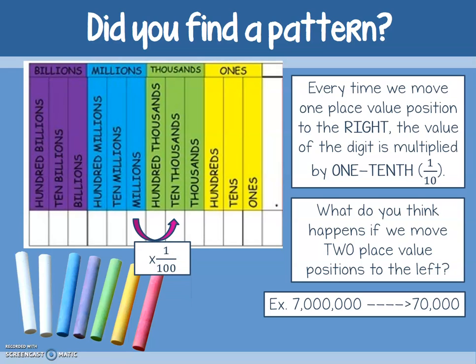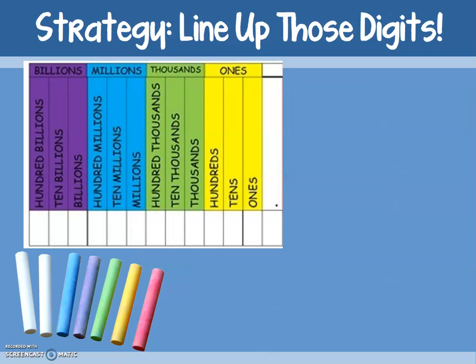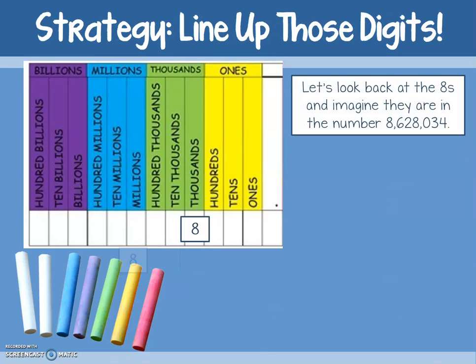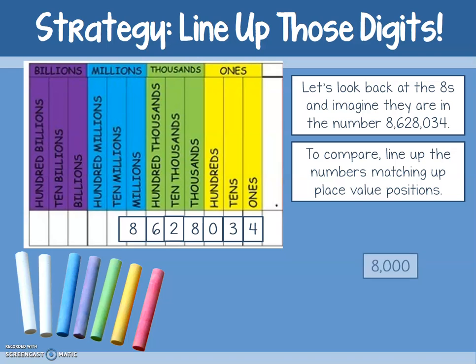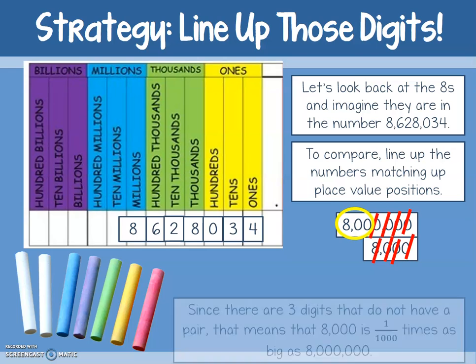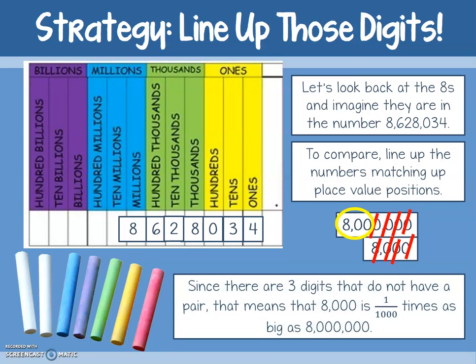Just like last time, we are changing with 100, but this time we're dividing by 100 or multiplying by the fraction 1/100th. Again, we can use that same strategy. So let's imagine those 8s back in that number, 8,628,034. We're still going to line up the matching place value positions, but this time our 8 million is going to be on the top. We'll still cross off the digits that they have in common, and we still see that we are moving 3 place value positions. But this time, since we're moving 3 place value positions to the right, that means that we are 1/1000th as big as 8 million.